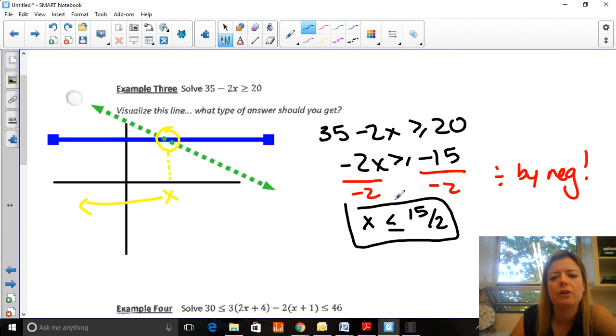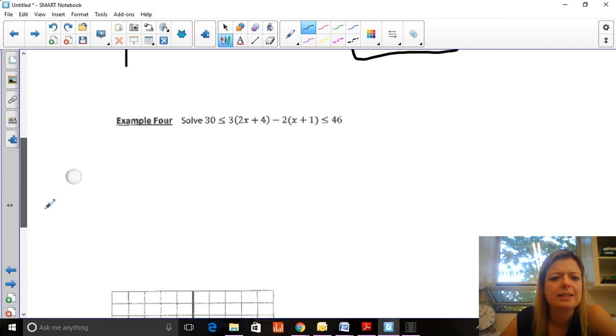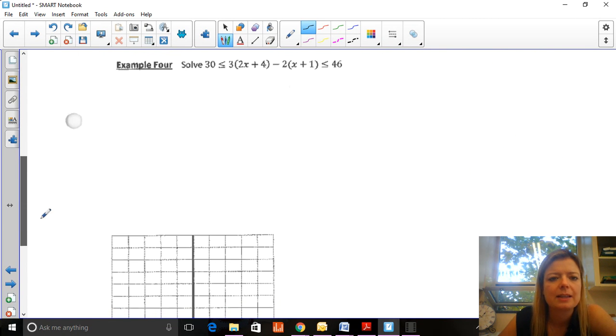So this is true for all x less than or equal to 15 over 2. I use equal to because the question included equal to. Okay, example 4. Now you might have something like this, which is called a double inequality.